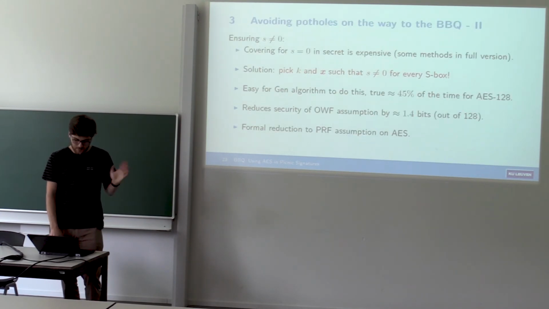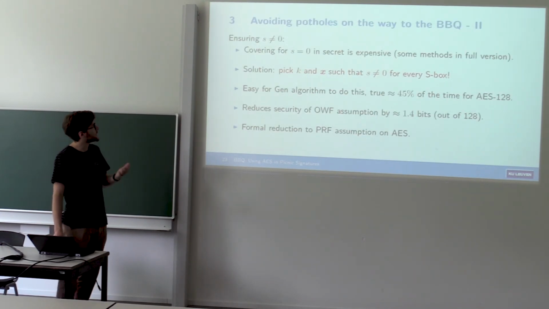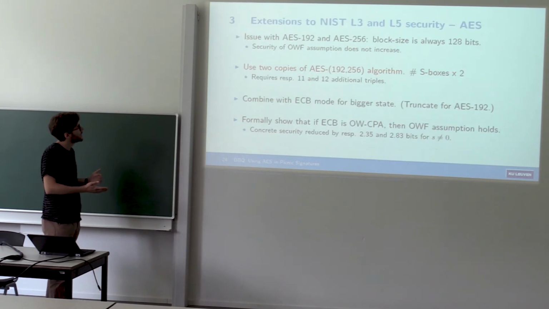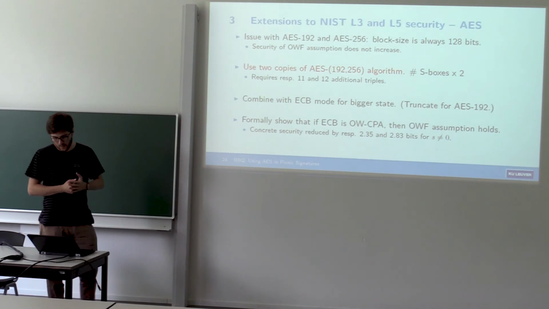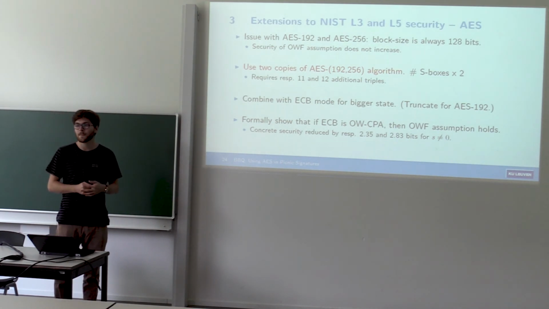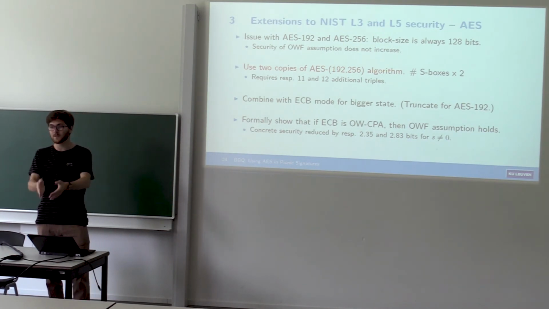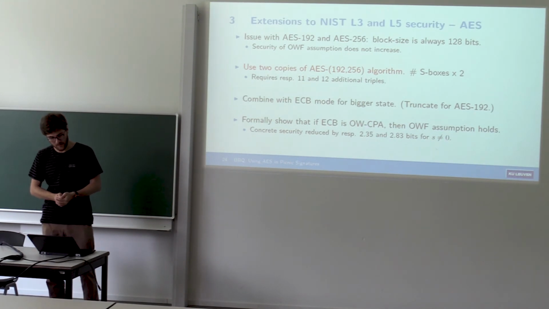So now that we've covered these two problems, we can try and extend it to the L3 and L5 security levels. The problem is that the AES block cipher has a fixed block size. So when you're hashing a larger key, in some sense the one-way function has a larger key space, but still the same ciphertext space at the end. So the security of the assumption doesn't actually increase with the key size, because you get more than one key that matches to the same plaintext.